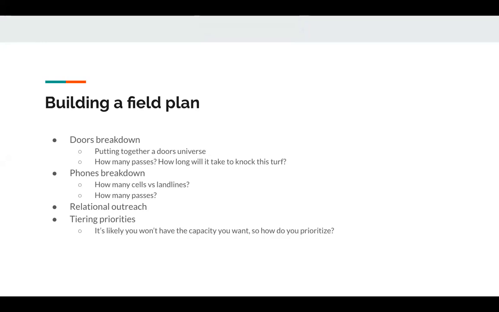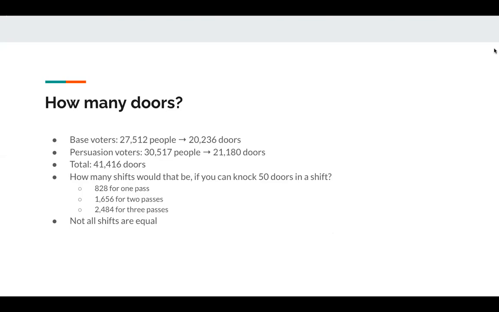Okay, but how do we actually turn that sort of philosophical approach into hard math that'll help us figure out how many people we can talk to, what capacity we need? Well, let's start with the doors. Within our broader universe of base and persuasion voters, there are fewer doors than there are people, which makes sense since there are going to be families who live together in our universes.